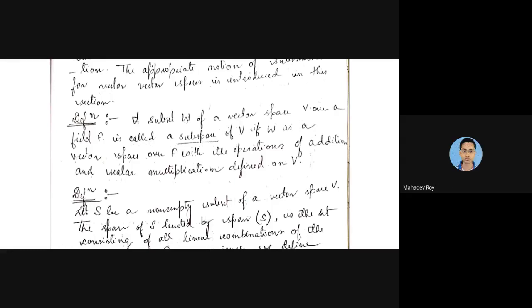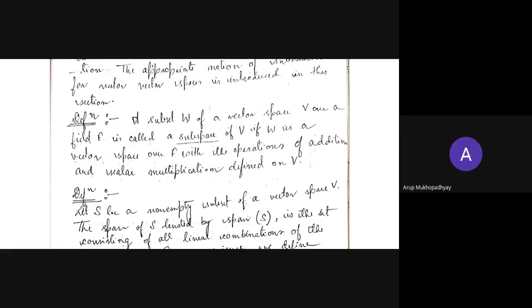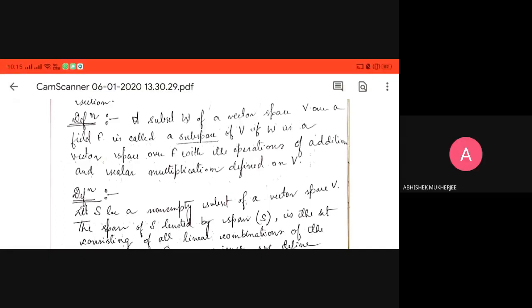Sorry, sir. What was the question? I had left. Could you repeat it? I understand. The question is that sir is talking about the fact that whenever you want to define a subspace, you need to take non-empty sets, right? Arup?